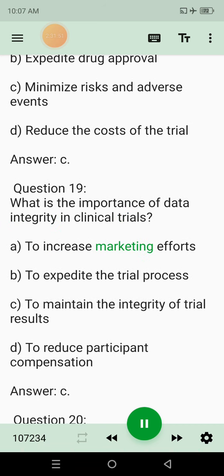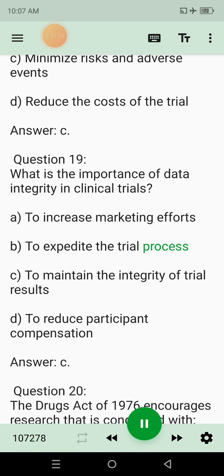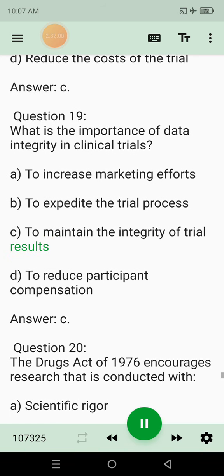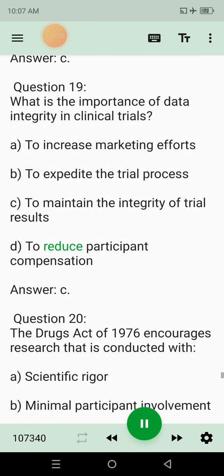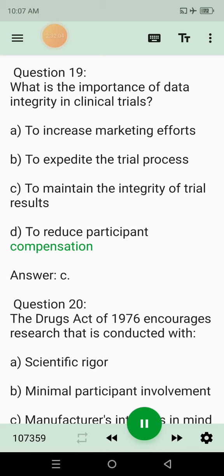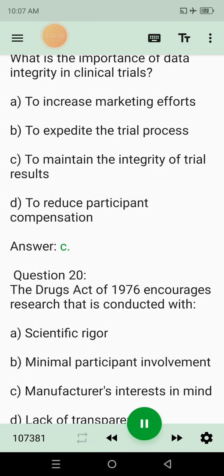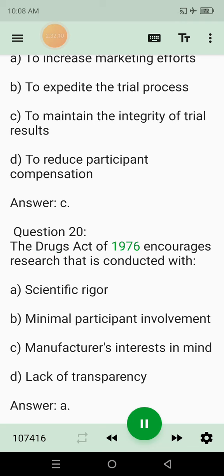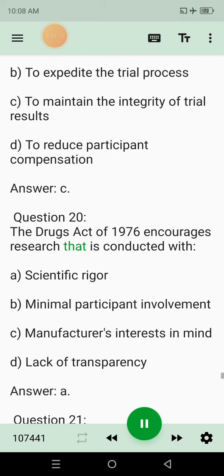Question 19. What is the importance of data integrity in clinical trials? A. To increase marketing efforts. B. To expedite the trial process. C. To maintain the integrity of trial results. D. To reduce participant compensation. Answer: C.